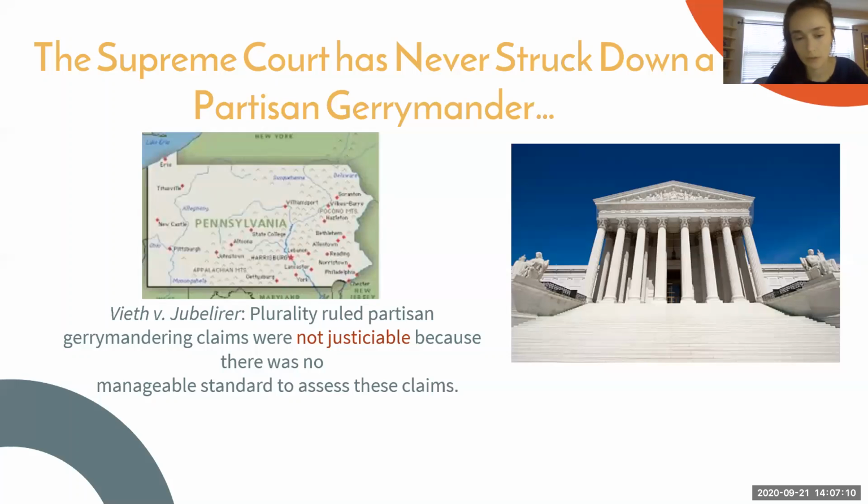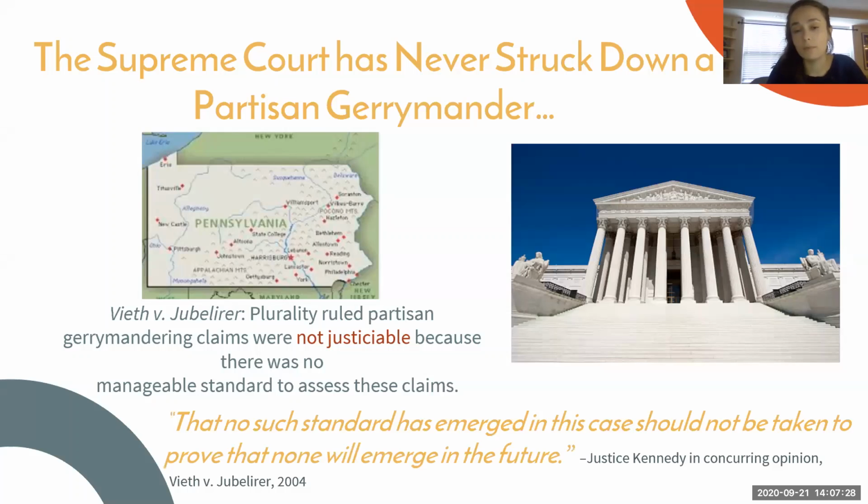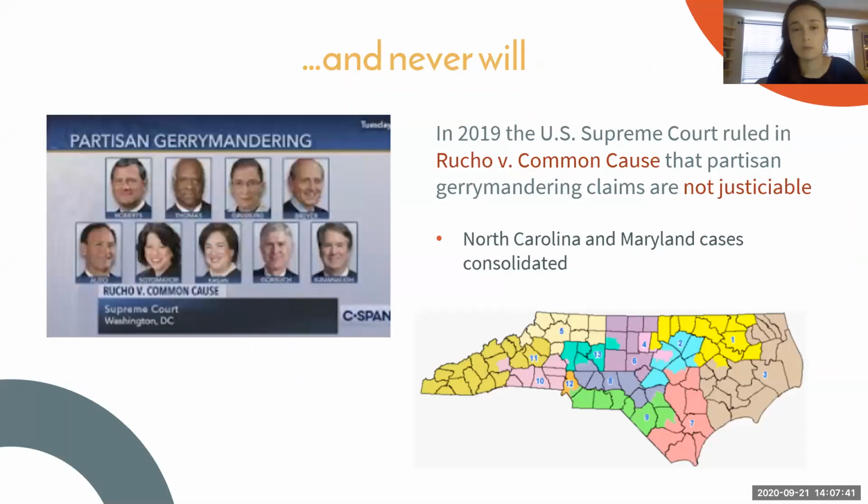So for example, there was a case out of Pennsylvania in 2004 where Republicans again were accused of gerrymandering their congressional map. A plurality of the judges said this case wasn't justiciable because they didn't have a standard to really judge it by. And Anthony Kennedy, when he was still on the court, agreed with the decision, but he famously said that the fact that no such standard has emerged in this case should not be taken to prove that none will emerge in the future. So sort of this invitation for people to still try to come up with a way to measure these partisan gerrymanders.